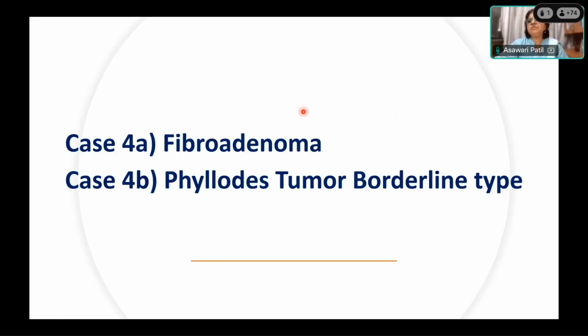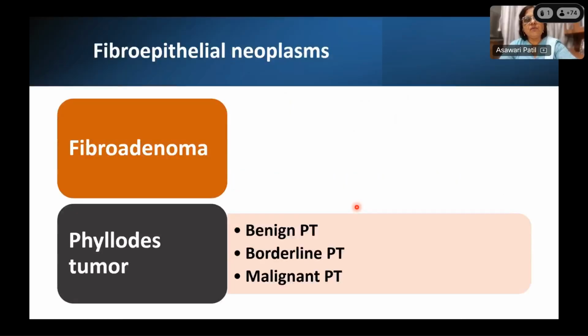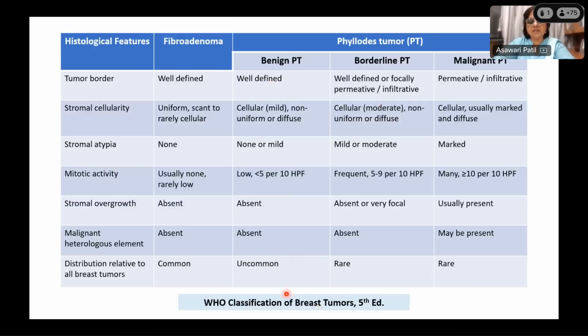So the first one was correct, fibroadenoma. The second one we will call at least borderline type because mitosis were easily found. So what are the characteristics that help us differentiate between these tumors? When we say fibroepithelial neoplasm, you know very well there are two major types, fibroadenoma and phyllodes tumor, of which there are three categories, right? This table summarizes, which is in WHO 5th edition as well.